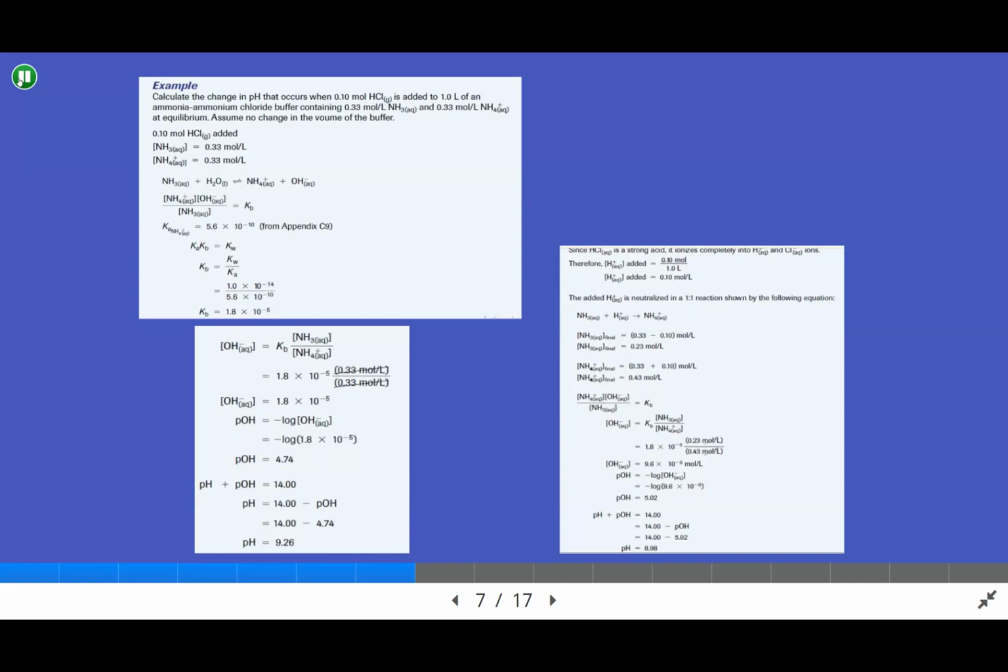We can write out our Kb again for this reaction, which is your NH4+ times your concentration of OH- over your concentration of NH3. Rearrange that for the concentration of OH- and solve that. Our pOH, therefore, we use our log equation again, we get our pOH of 5.02. Subtract that from 14, and we get our pH to be 8.98. So the pH of the ammonium chloride buffer decreased from 9.26, our initial buffer pH, to 8.98.